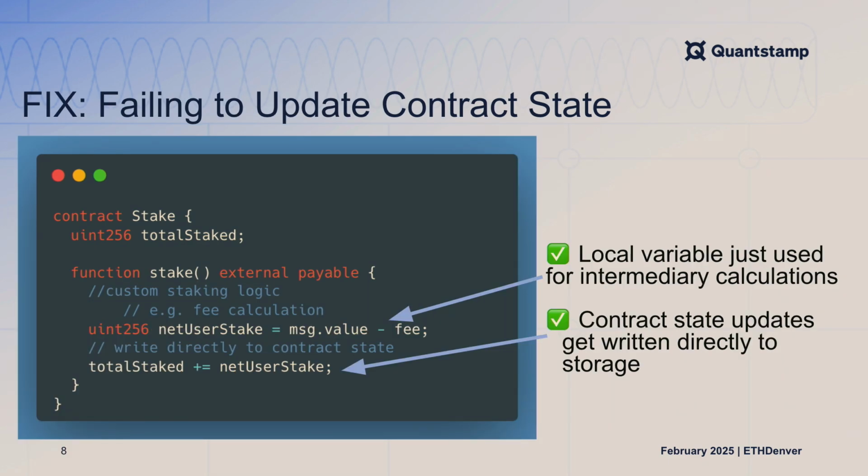So the fix here is pretty straightforward. You would usually only use a local variable for intermediary operations like we see here, calculating the net user stake. And then the contract state needs to be directly updated itself. So after the stake does take place, the total staked would be reflected in the contract state.